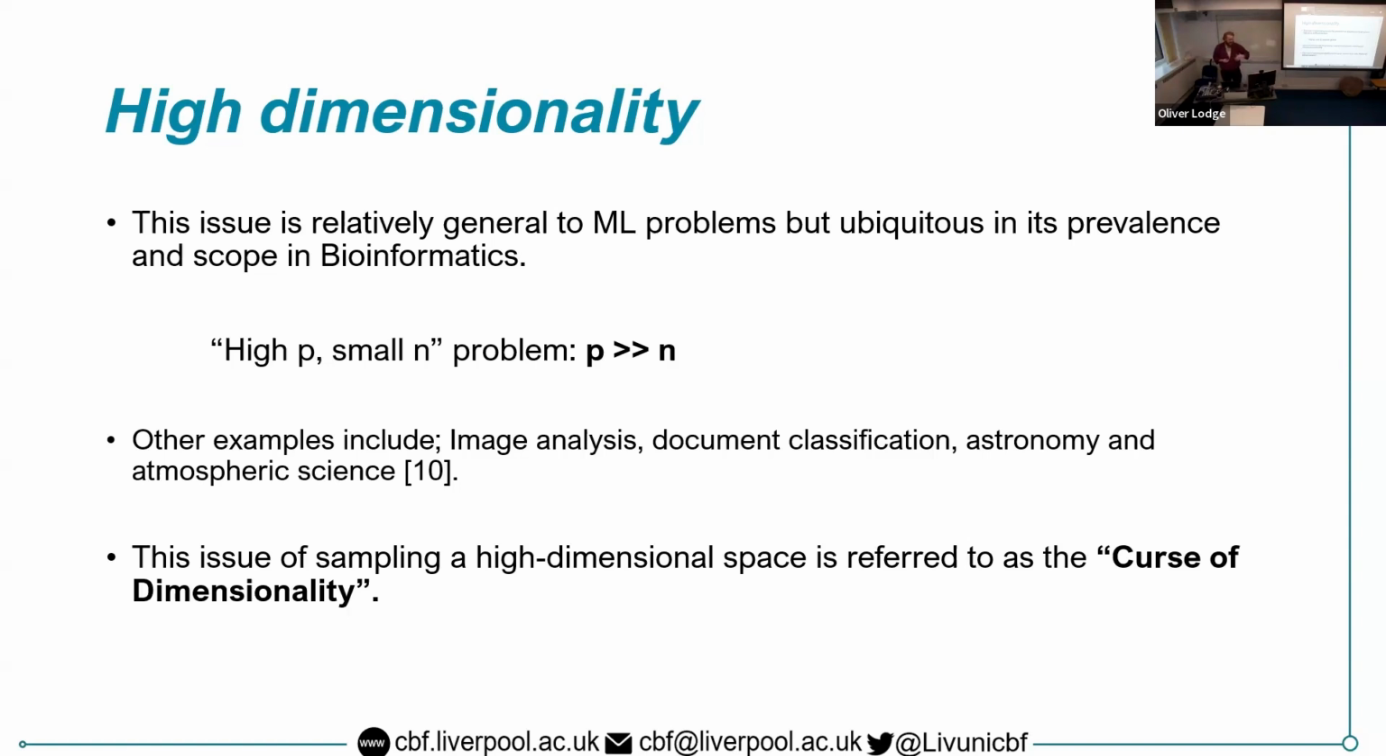Document classification, astronomy, and things like atmospheric science as well, where you've got quite complex systems that you're looking at with lots of features, but you can't take that many data points or that many measurements over whatever period of time you're looking at. This relates to the issue of sampling a high dimensional space, referred to as the curse of dimensionality. This is where the possible combinations of features that you could sample gets exponentially bigger as the number of features go up, as the feature space increases.